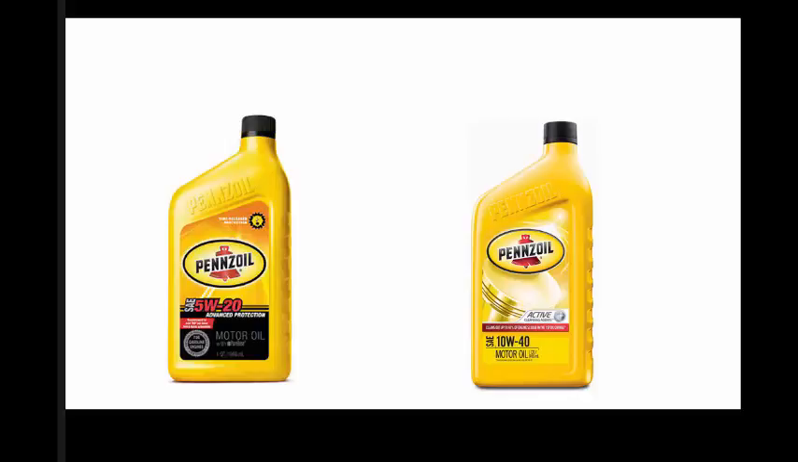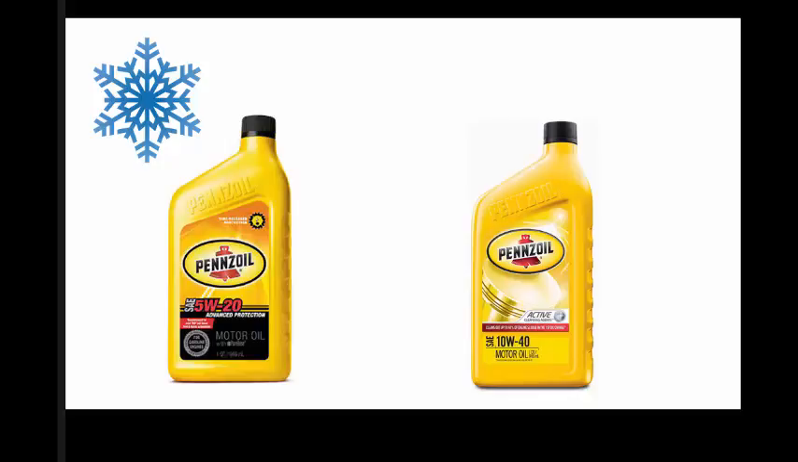Winter grade oils are designed to stay in liquid form on extremely cold days when you start your engine. Winter oil is formulated to have a lower viscosity. In other words, it will appear thinner so that it can flow freely at cold temperatures.